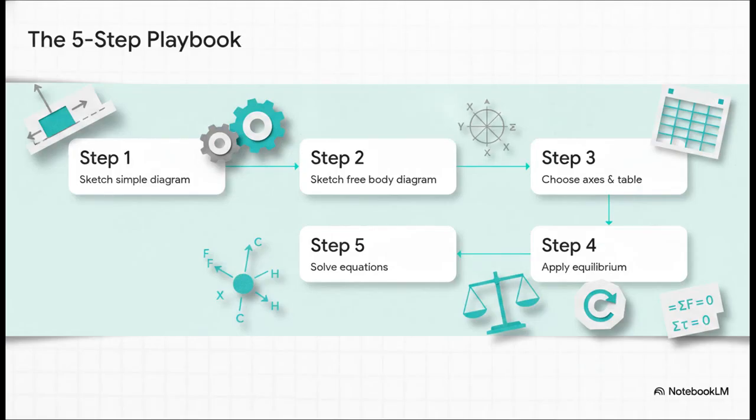Okay, on to section 2, your 5-step exam playbook. This is the exact procedure for solving any equilibrium problem methodically. Step 1, sketch a simple diagram just to conceptualize. Step 2, sketch a separate free body diagram for your forces. Step 3, choose your axes and build a table to organize your knowns and unknowns. Step 4, apply your equilibrium conditions. And finally, step 5, solve the equations. Honestly, if you stick to this script, the exam problem basically solves itself.